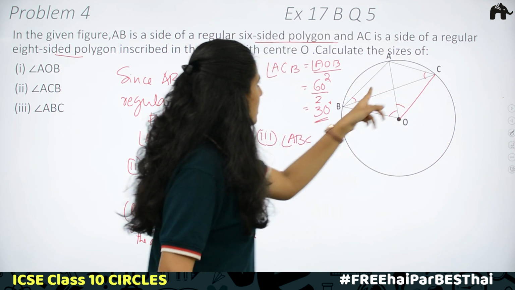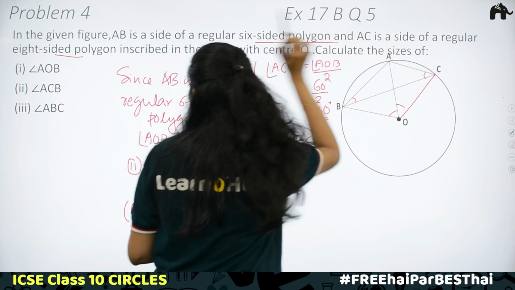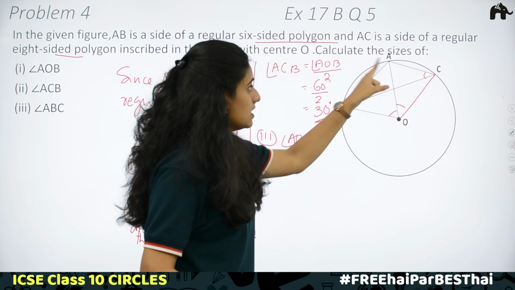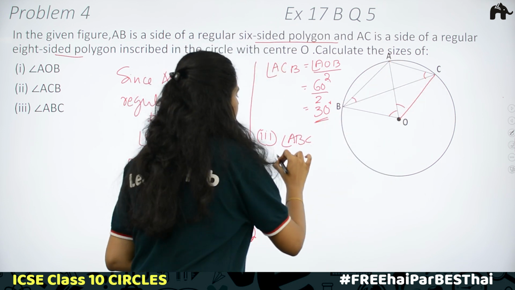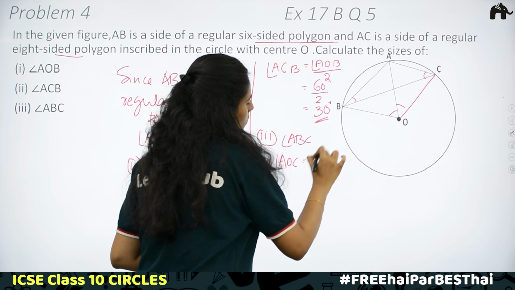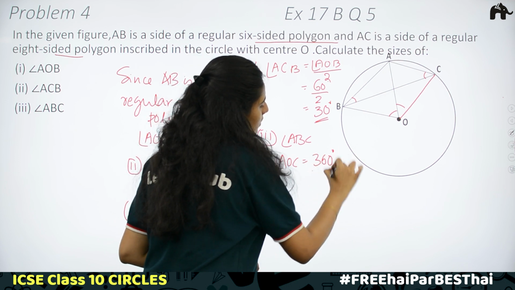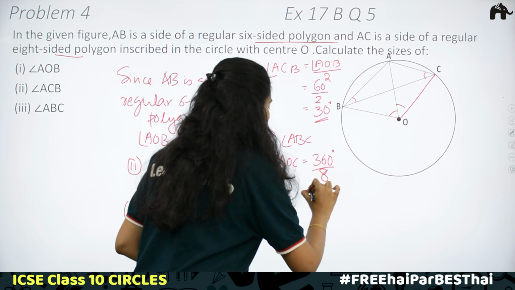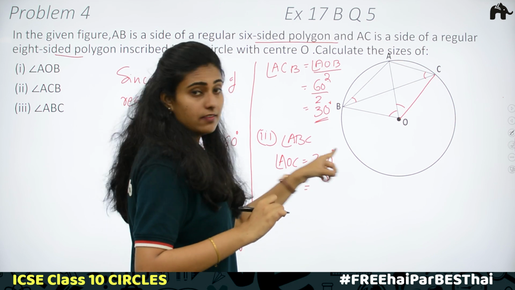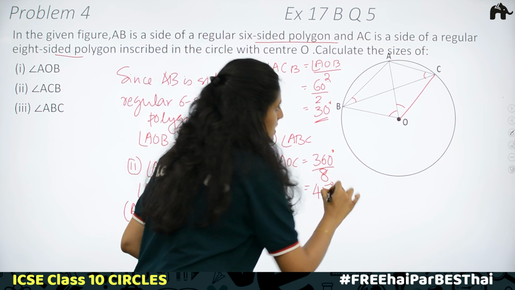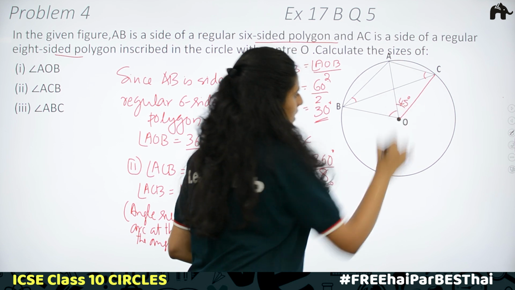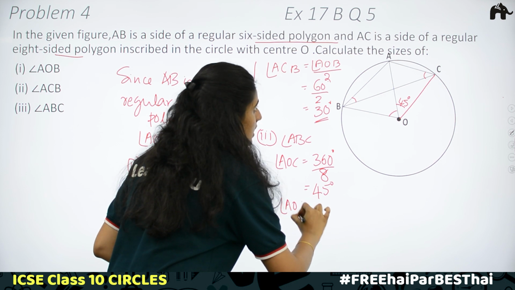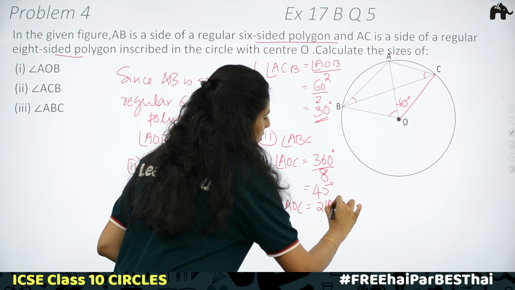Now, what is AC? It is given that AC is a side of a regular 8-sided polygon. Then, what is angle AOC? Since AC is a side of a regular 8-sided polygon, angle AOC equals the total 360 degrees divided by 8. 360 degrees divided by 8 is 45 degrees. So, angle AOC is 45 degrees. We have angle AOC equal to 2 times angle ABC.